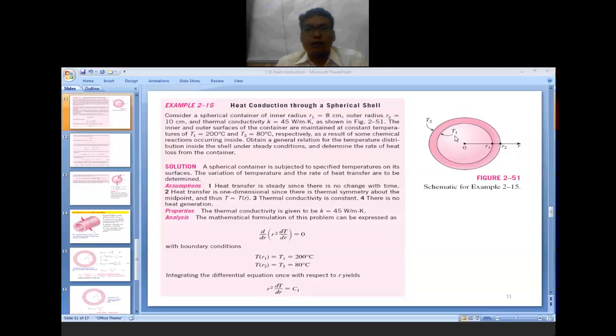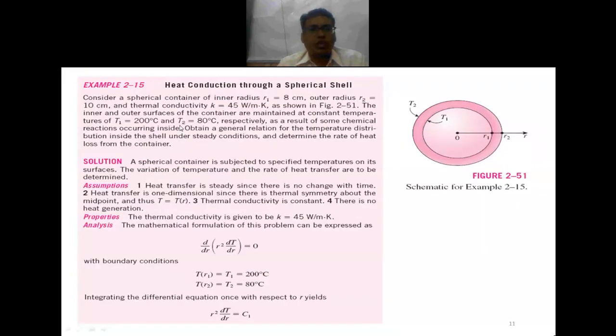This is T1, R1 that is 8 centimeter, R2 that is 10 centimeter, thermal conductivity K that is 45 watt per meter Kelvin, and the temperature T1 is 200 degrees Celsius. The inner and the outer surfaces of the container are maintained at constant temperatures of T1 equal to 200 degrees Celsius and T2 equal to 80 degrees Celsius respectively.